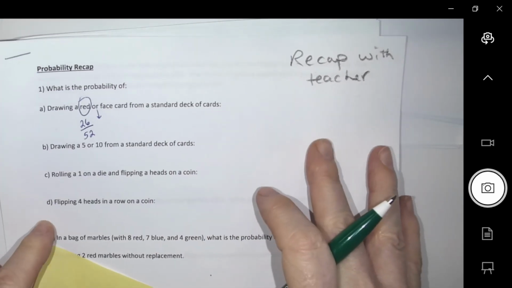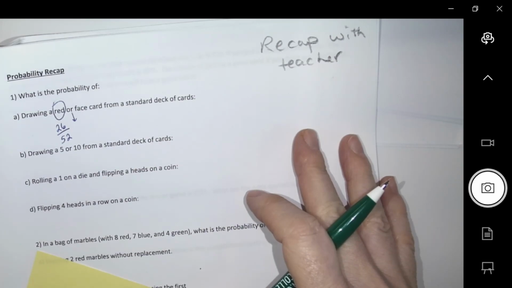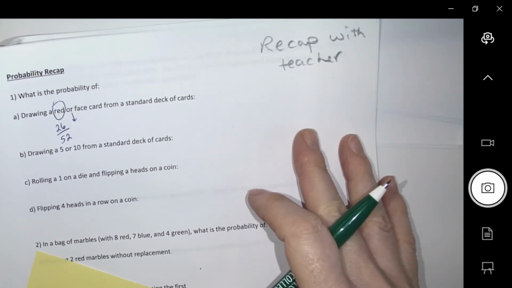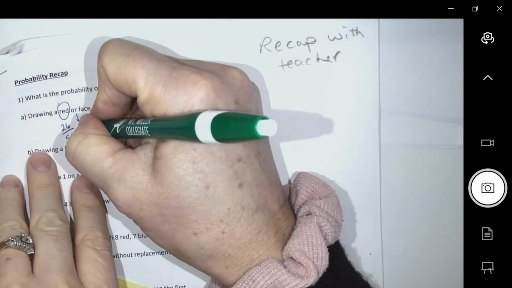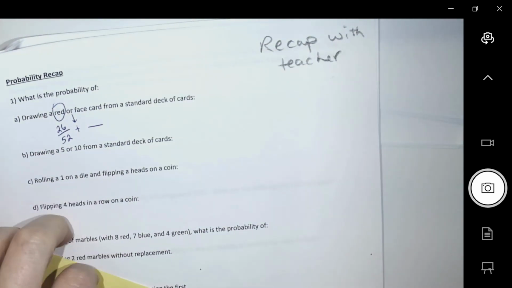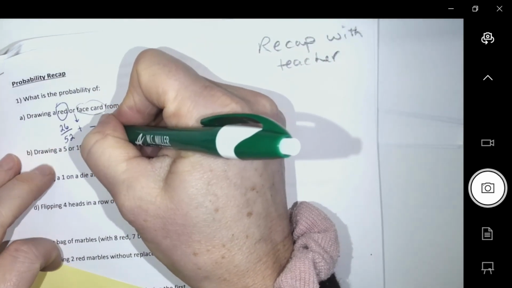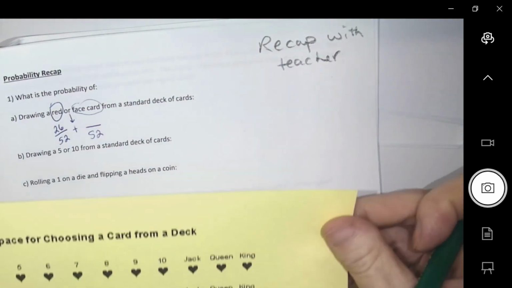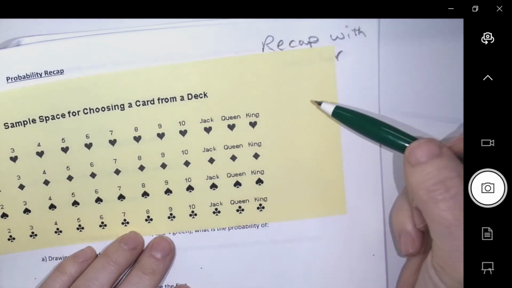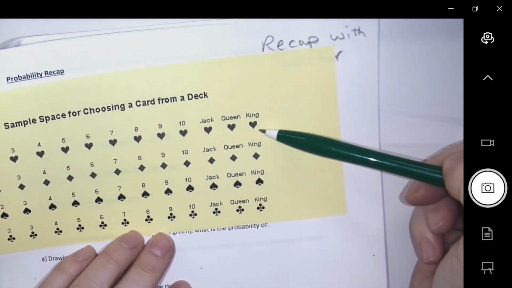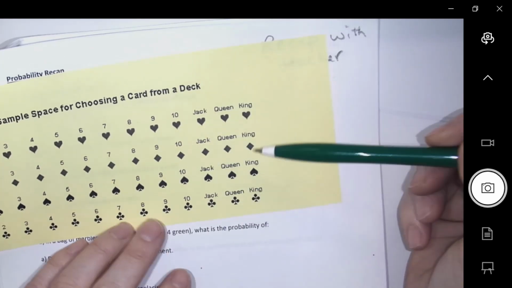Or, what should we do? What should I do in the math when I see "or"? Add. Or a face card. How many face cards are in this? I'm just going to keep everything out of the 52. How many face cards do you have in this? You know what face cards are? The jacks, the queens, and the kings, they all have a face. So there's 12 of them.